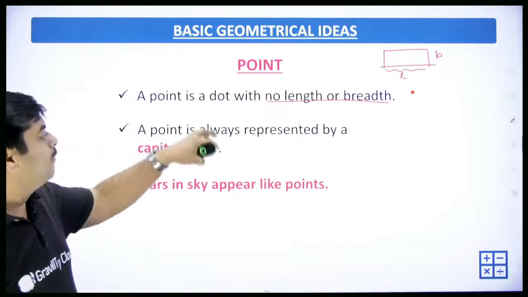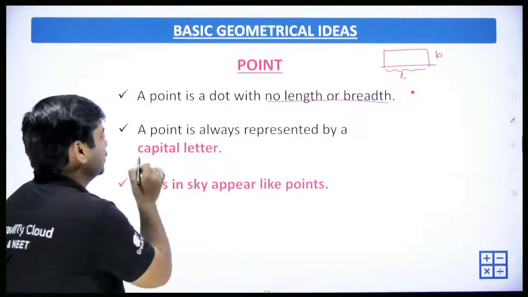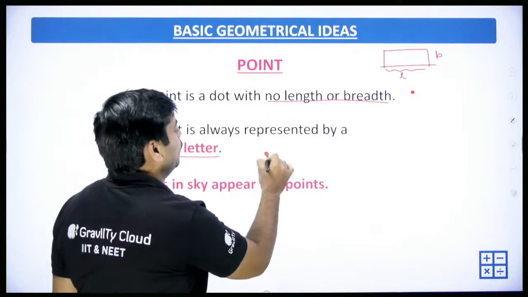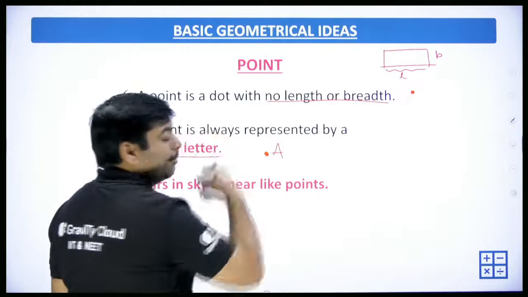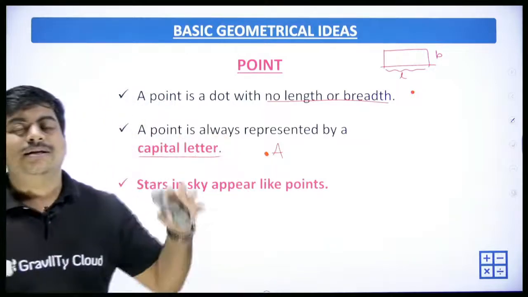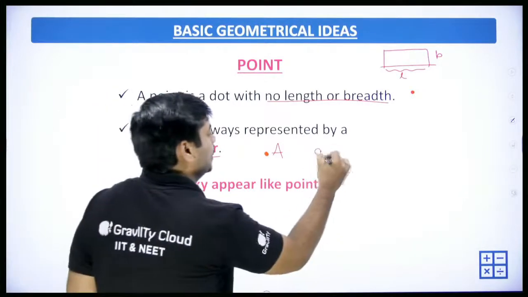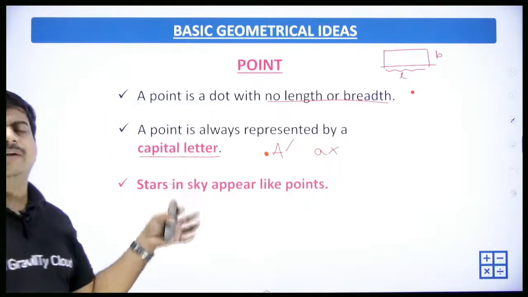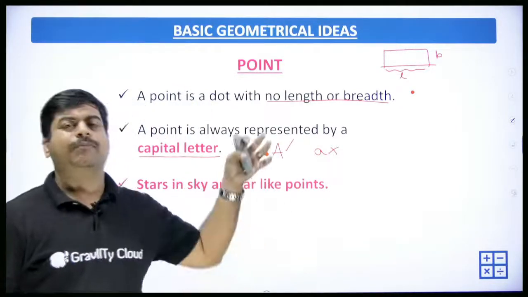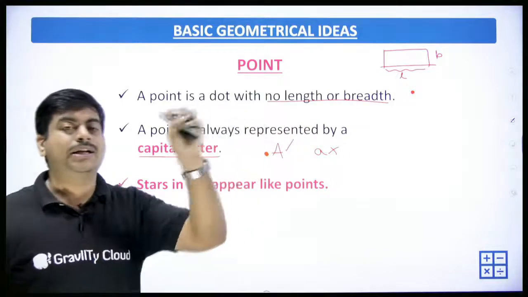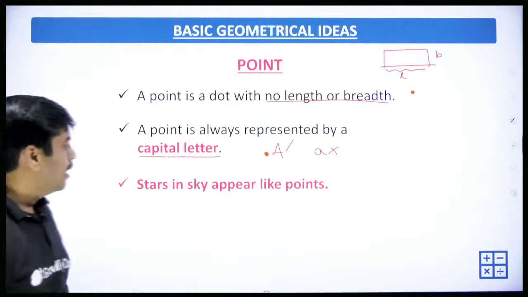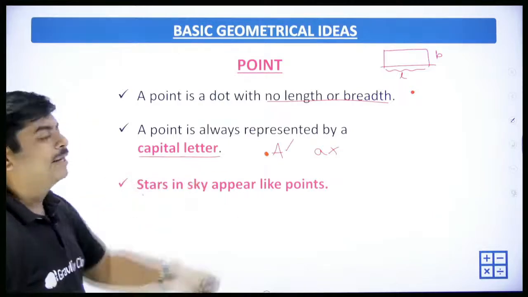A point is always represented by a capital letter. If we have a point, we represent it with A, capital B, C. We should not represent it with a small a. That is wrong. Capital A is correct. You can use any variable, X, Y, Z, whatever it is, but it is always represented in capital letters.